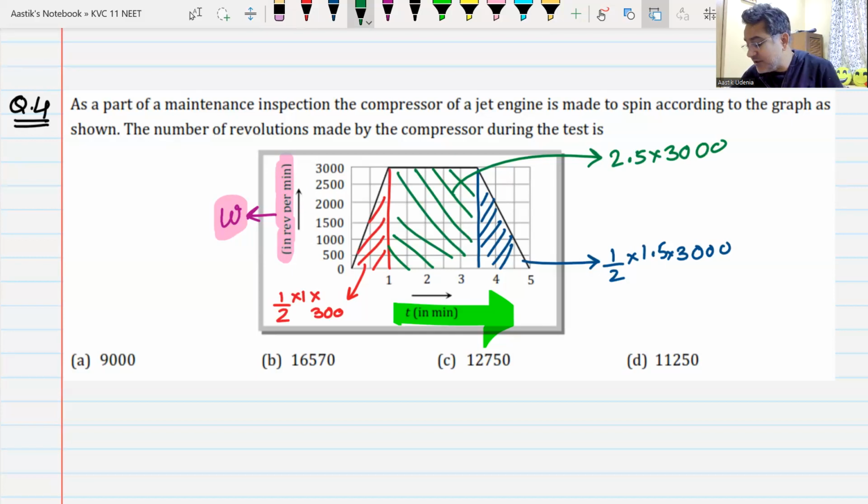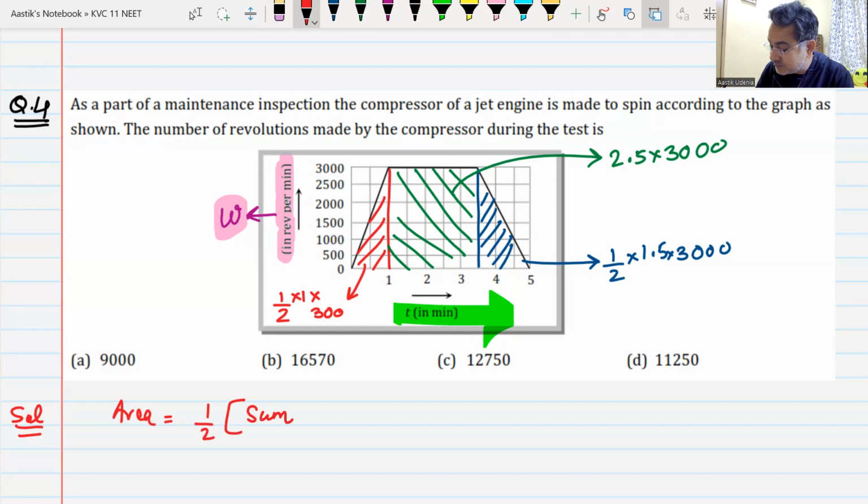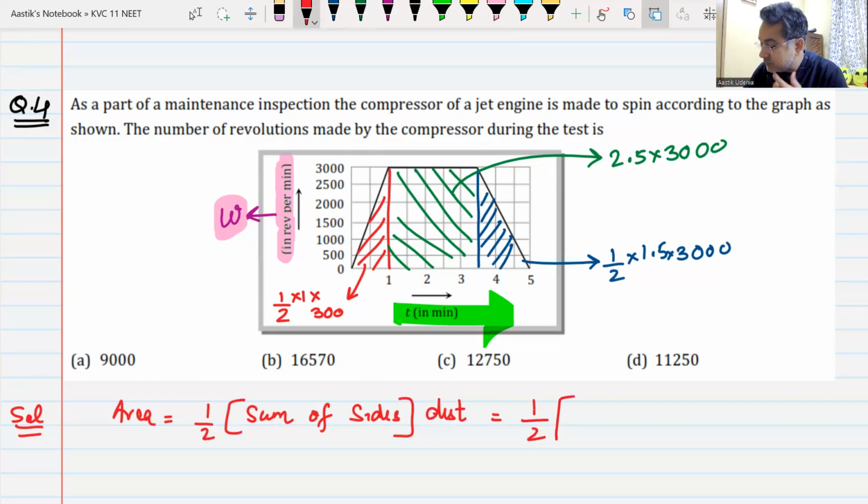But I could have used the area of a trapezium and done it quite fast. What is the area of a trapezium? Anyone knows? I can straight away write the area of a trapezium and find it out. Area of a trapezium is half into sum of sides, yes or no? Yes, sir. Multiplied by the distance between the sides. So I can just write this half. I look at one side, the lower side is 5 long, plus the upper side is this length. How much is this length? This length is 2.5, and just multiplied by the height, which is 3000.